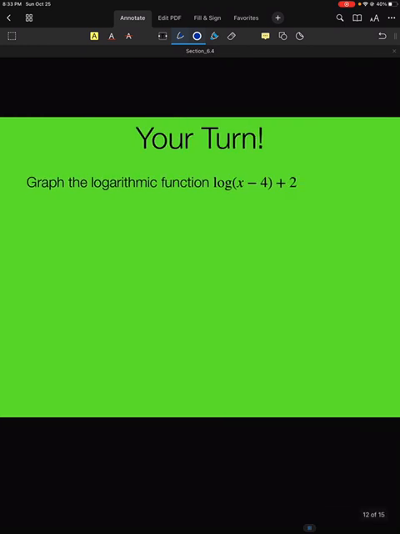Okay, and so here's the your turn. Graph the logarithmic function log of x minus 4 plus 2. Keep in mind that when I say log, it really means log base 10, although that really doesn't have much to do with how you graph the function. And so when you do this your turn, again, all I want is for you to tell me the steps of how you would graph this with transformations.